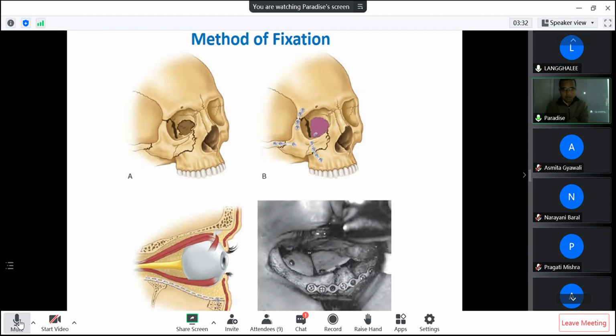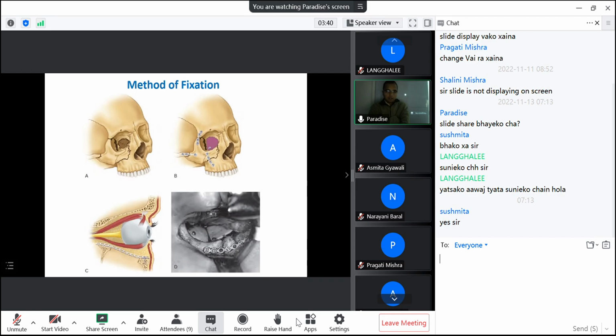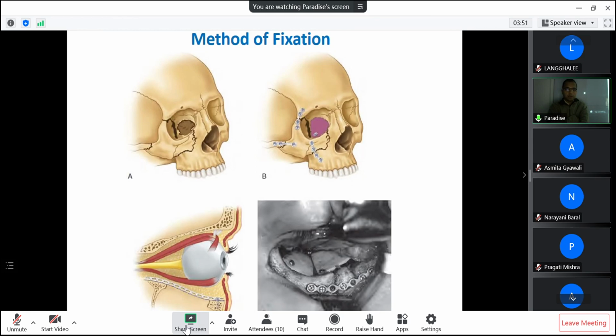Okay, let's proceed with ZMC fracture. Most probably today is the last topic, last class for maxillofacial fractures. From tomorrow we start a new class with new topic. So method of fixation. In case of ZMC fracture, it varies from no fixation to 5-point fixation.